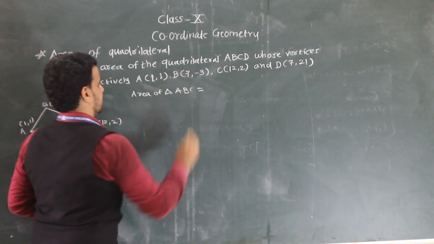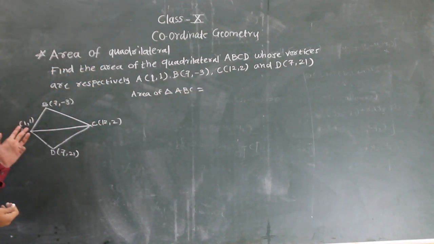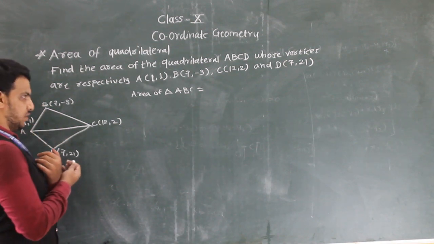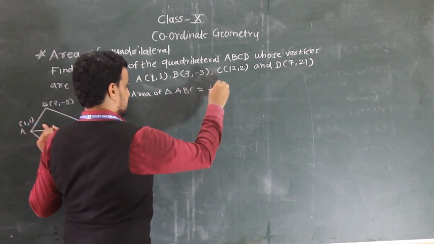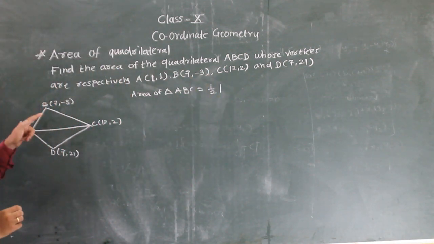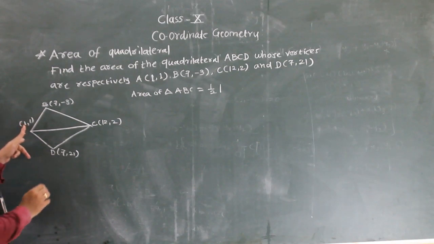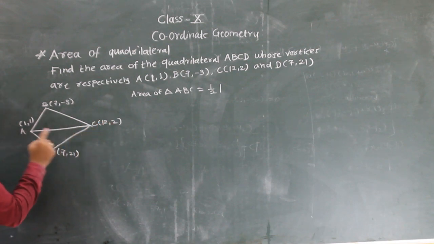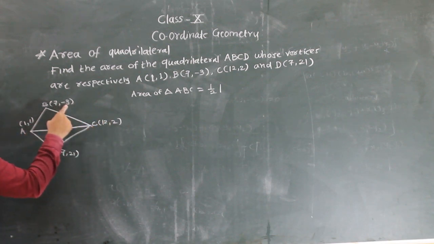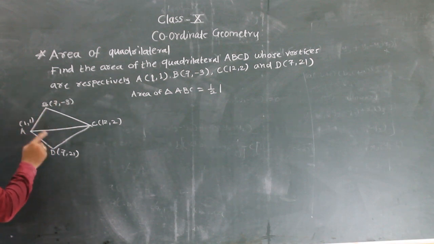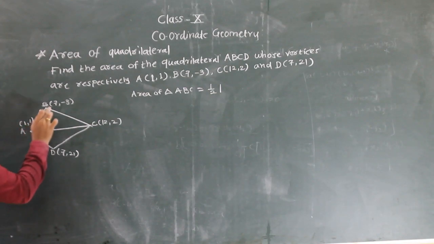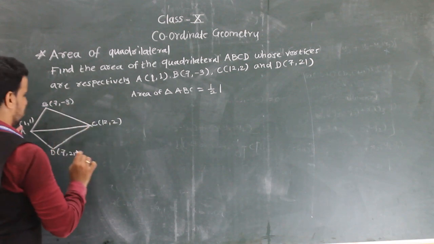So first, area of triangle ABC. Now we know the formula: half into x1 (y2 minus y3) plus x2 (y3 minus y1) plus x3 (y1 minus y2). So half into mod of, here I am writing directly the values. You can take this as x1 y1, x2 y2, x3 y3, or you can take this as x1 y1, this is x2 y2, this is x3 y3. You can take any way, but the answer is the same. Here I am taking A as the vertex x1 y1, this is x2 y2 and this is x3 y3.